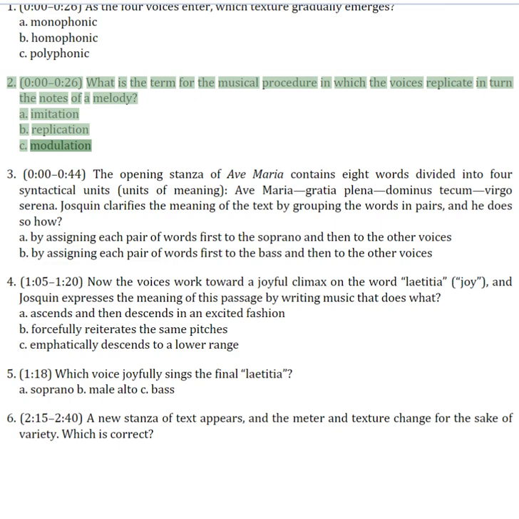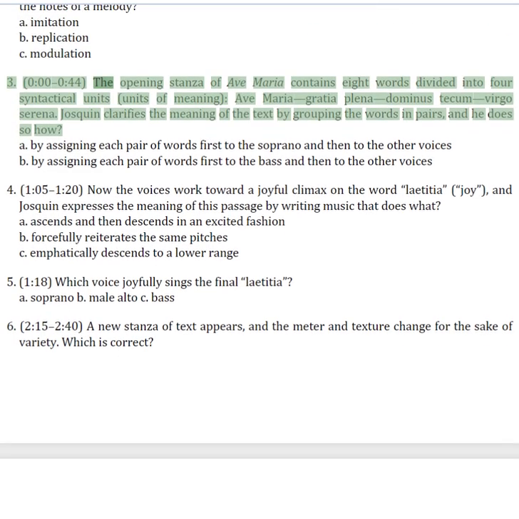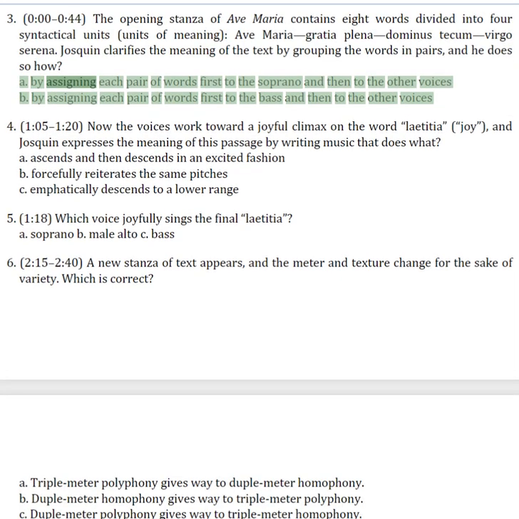3. The opening stanza of Ave Maria contains 8 words divided into 4 syntactical units: Ave Maria, Gratia Plena, Dominus Tecum, Virgo Serena. Josquin clarifies the meaning of the text by grouping the words in pairs, and he does so how? A. By assigning each pair of words first to the soprano and then to the other voices. B. By assigning each pair of words first to the bass and then to the other voices.